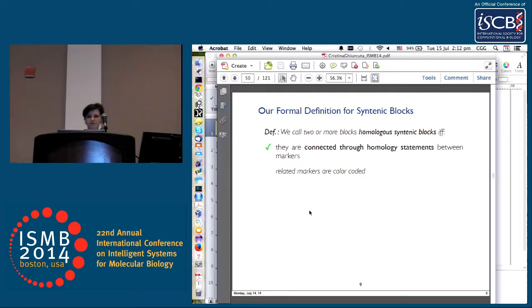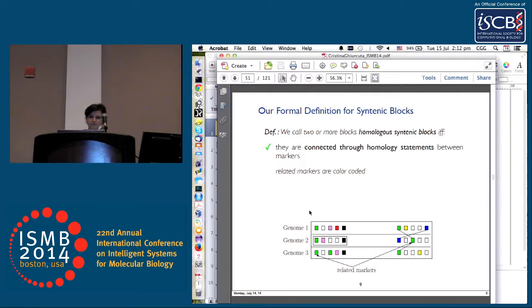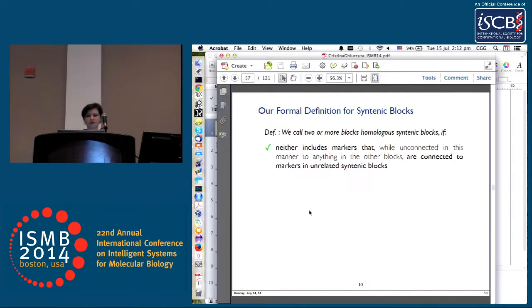Let's illustrate the first requirement of the definition. So what we define as synthetic blocks are a set of markers within the same genome. And then a synthetic block family is a set of synthetic blocks defined throughout several genomes. The second requirement of the definition is related to the homology between the markers of the synthetic blocks that are related, and this is best illustrated through how the property is violated.